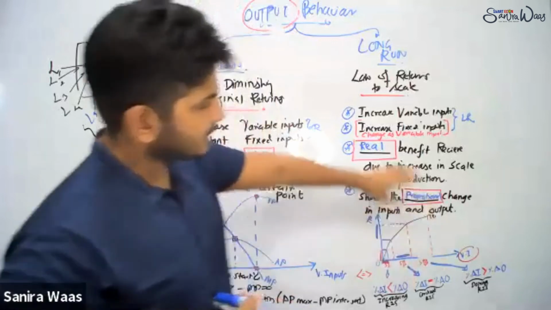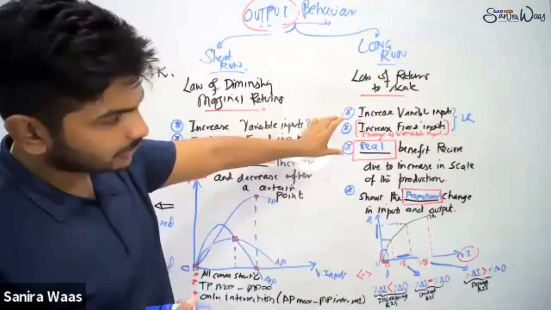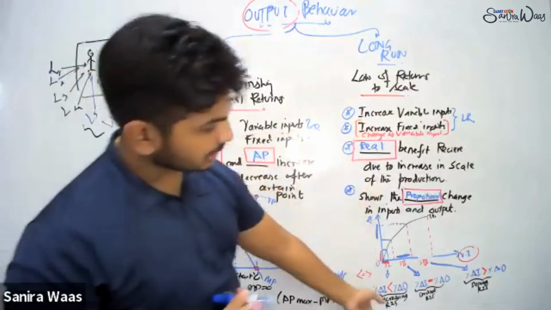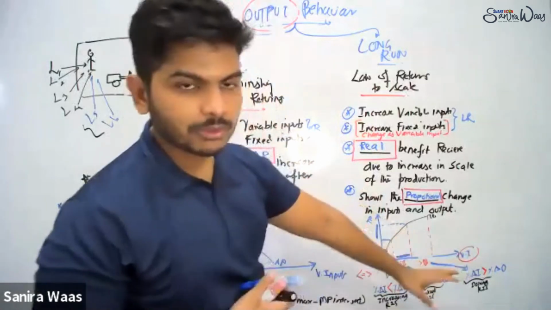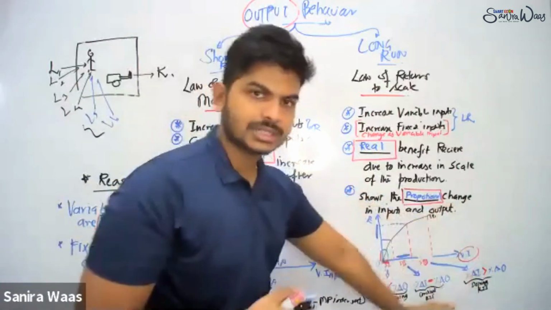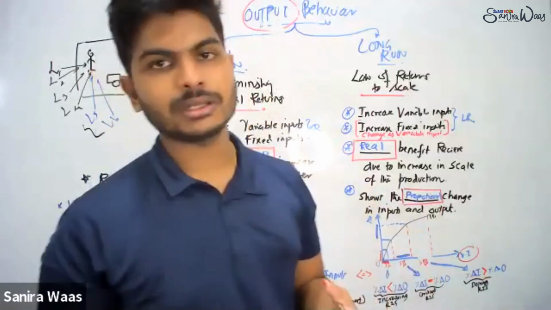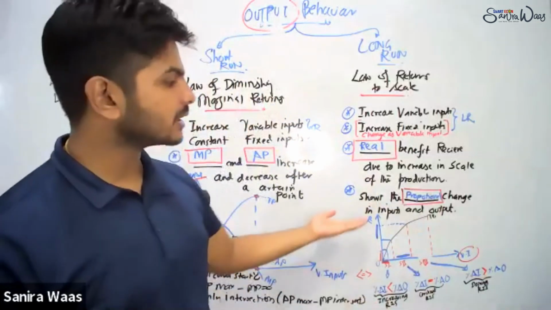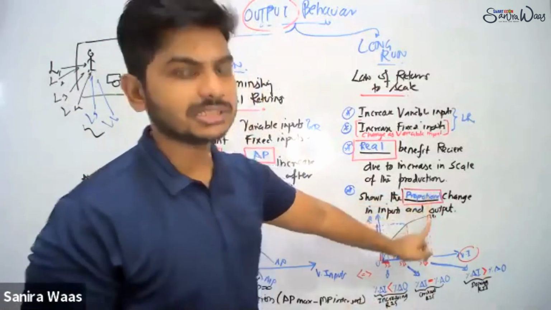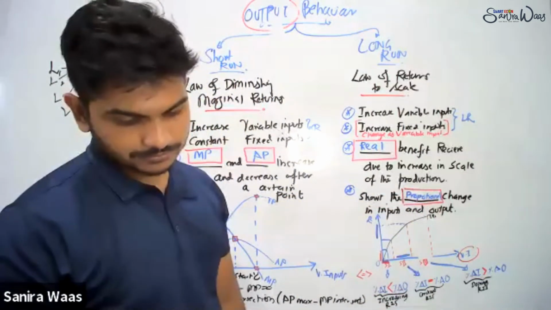The benefits, it's the real benefit you receive due to the capacity increment. No matter what, the production keeps increasing. That's why we call it a real benefit. You receive a benefit. But the benefit you receive becomes smaller. That is a proportional change, right?